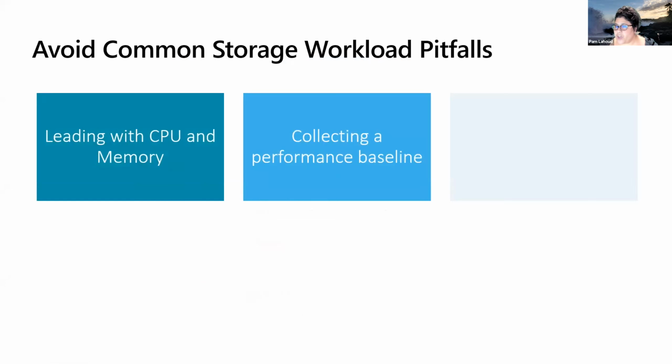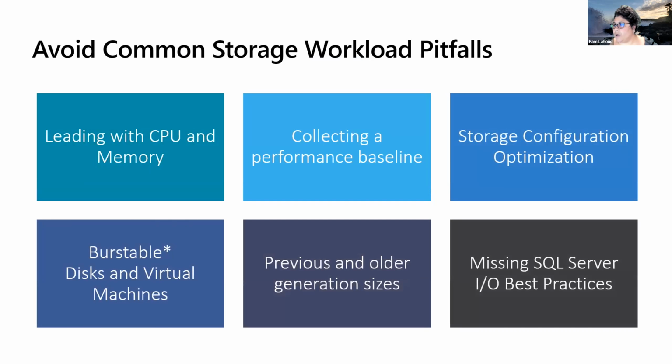Okay, a couple of common pitfalls I wanted to cover before we end. Leading with CPU and memory. The way people tend to pick their VMs is they say on-prem, I have like 8 cores and a terabyte of memory. When I go to Azure, I'm going to look for a VM that has 8 cores and a terabyte of memory, and I don't know, I'll figure out the IO later. It's really not the right way to size. You'll find yourself probably getting a much bigger VM than you need by doing it this way.